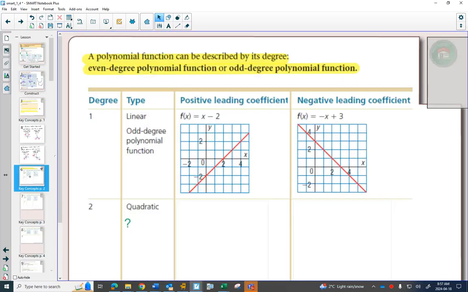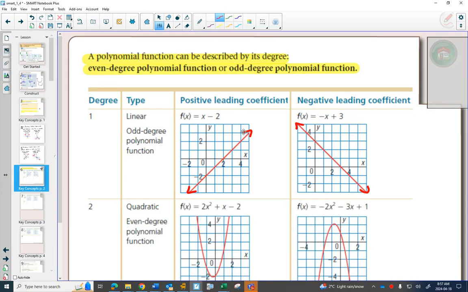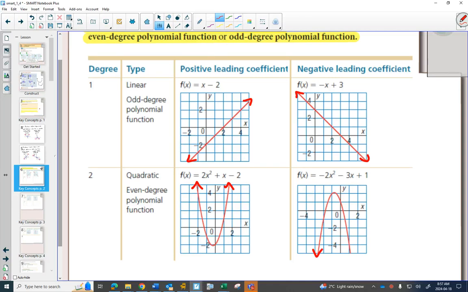So we can use this information to look at each of these graphs. So they've given us a graph. Here's our lines, right? You know that if a line is positive, it goes up from left to right. There's our end behavior. If a line is negative, it goes down from left to right. We have a quadratic equation. If the leading coefficient is positive, it opened up. If the leading coefficient was negative, it opened down.